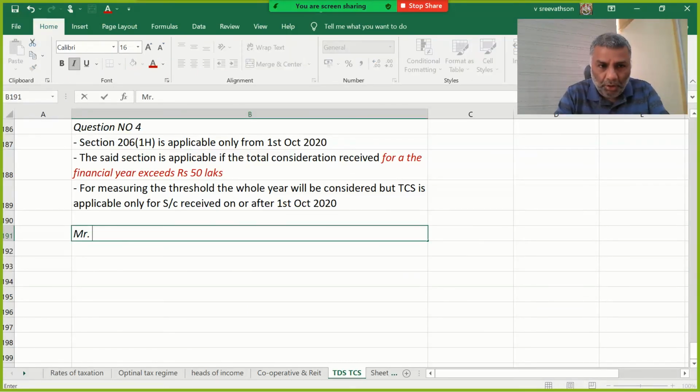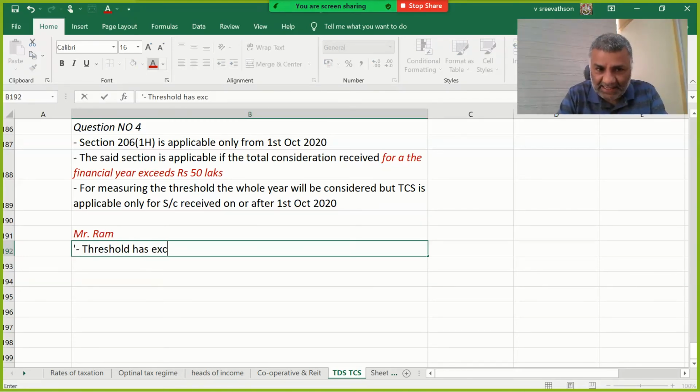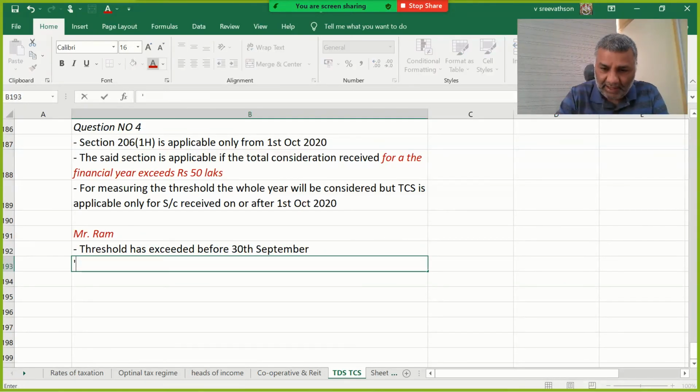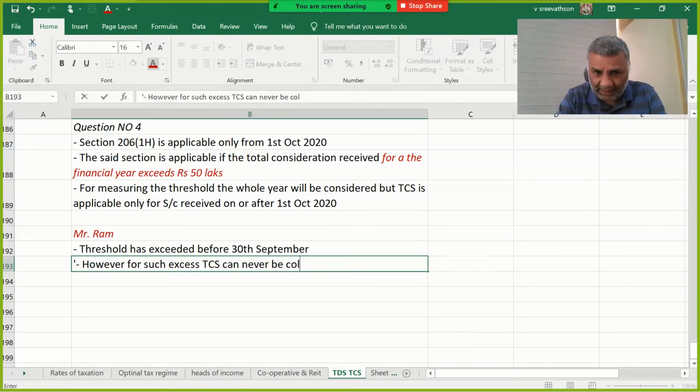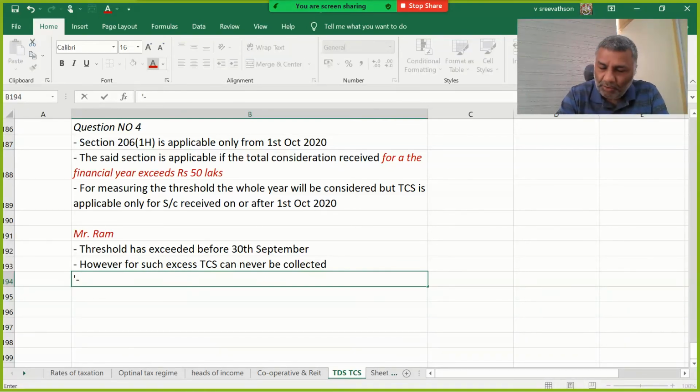Okay. Now, Mr. Ram. For him, the threshold has exceeded before 30th September. One question alone, I will write in detail. However, for such excess, TCS can never be collected. For such excess, that is before 30th September, whatever has happened, you cannot collect.